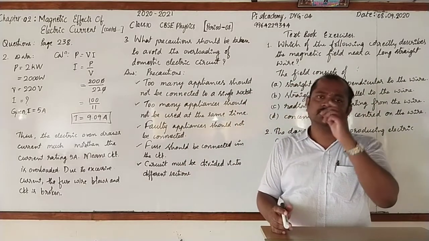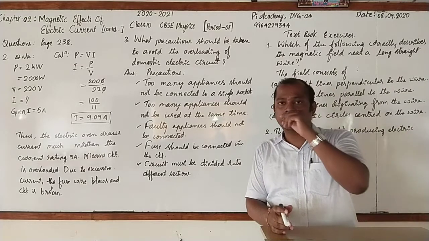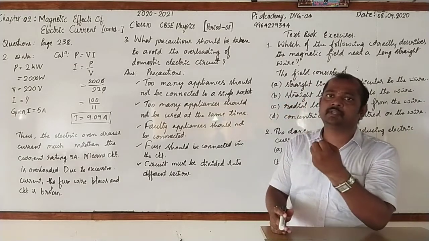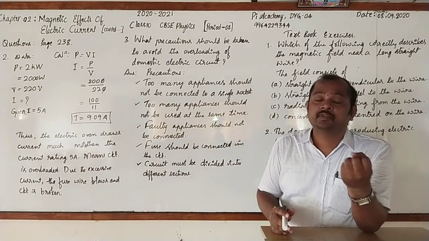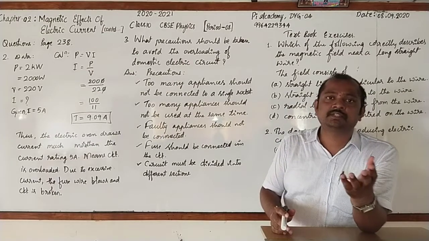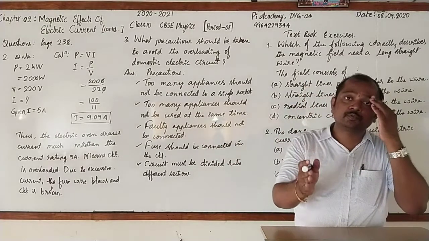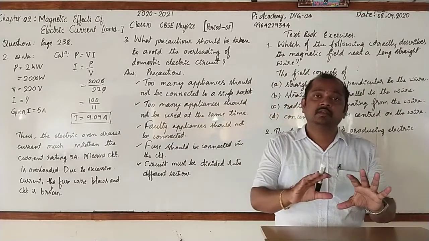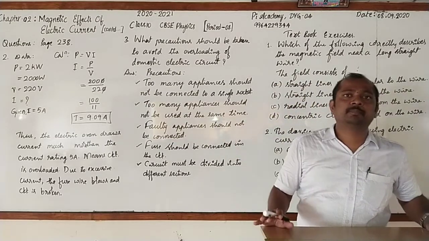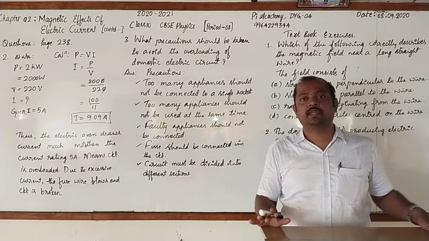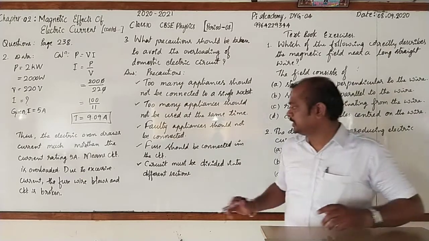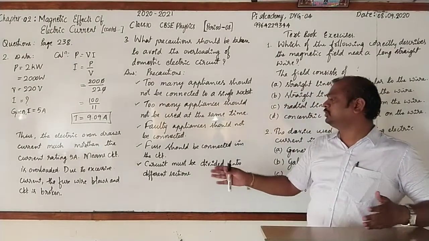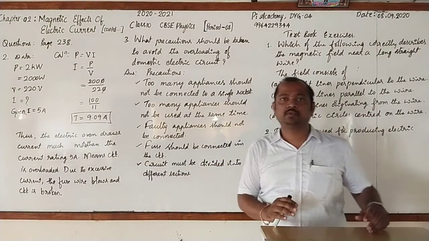Obviously, in that circuit, a fuse must be there, because when an excess amount of electric current is drawn by the appliances, that means when they cross the limitation, immediately the fuse wire is melted and the circuit is broken. Then all the appliances will be safe. Clear? Another one: the circuit must be divided into different sections. I have already told that.